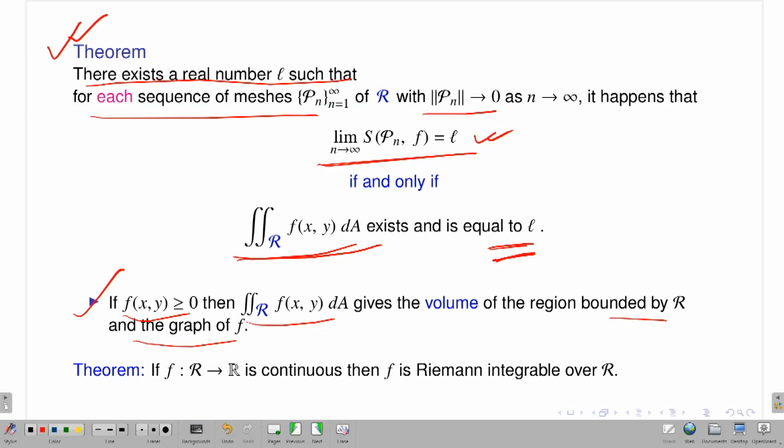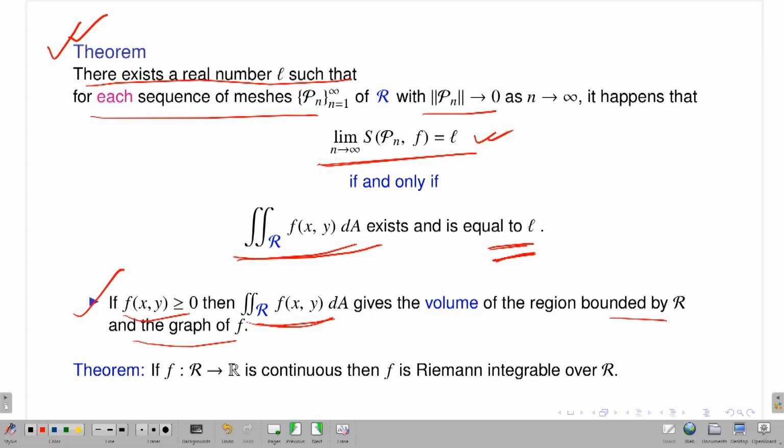Now, as I said, if I go for functions from R3 to R, then it is very difficult to draw a picture. However, if I have a function from R2 to R, then the graph will give you some kind of picture in R3. You have a graph of f and you have a region, so now you can visualize it, and in fact the Riemann integral will give you the volume of the region.